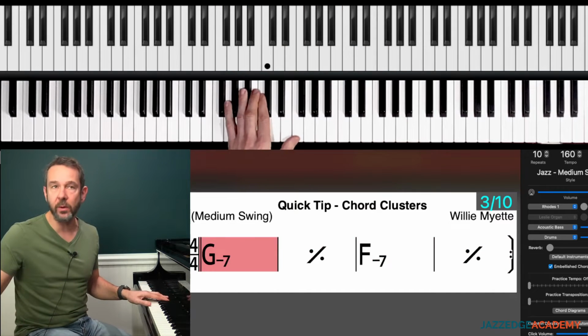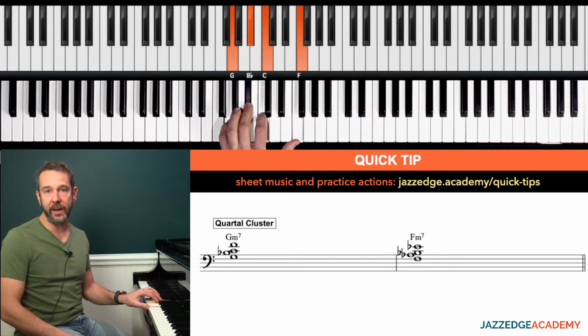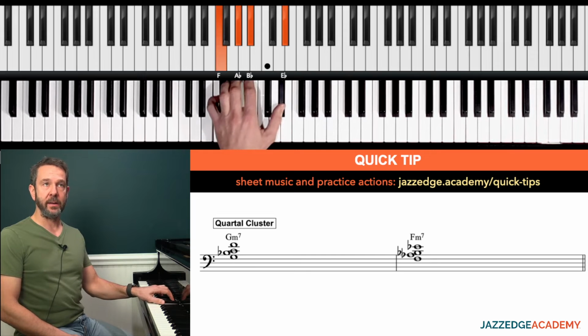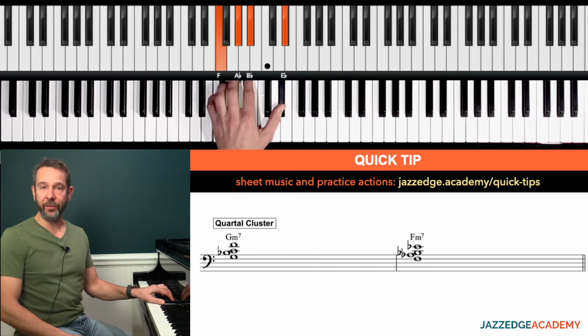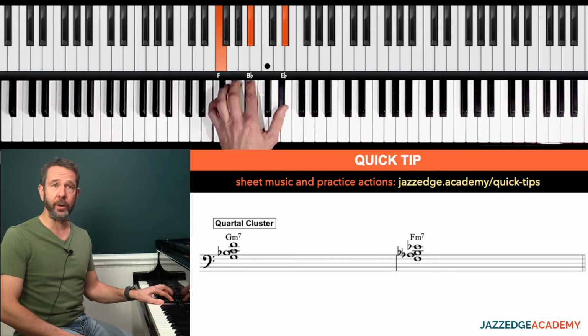That's just the quartal voicing. Now what we're going to do though is add the third of the chord into that quartal voicing as well. So there's your G minor, there's your F minor, just adding in the third. So we start with the quartal, now we're adding in the third. Quartal, adding in the third.